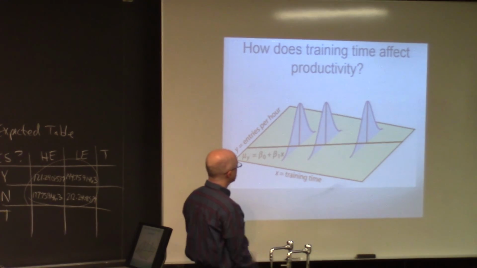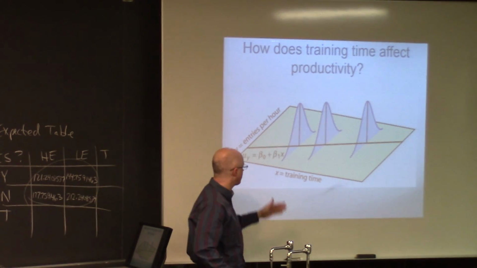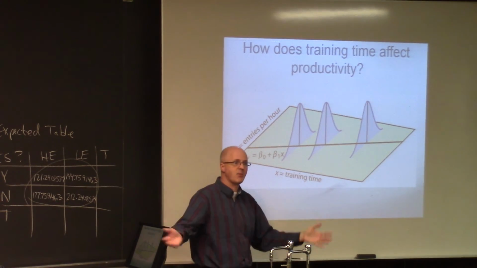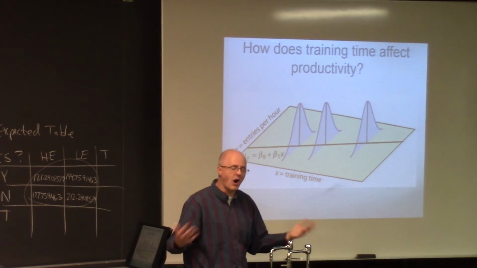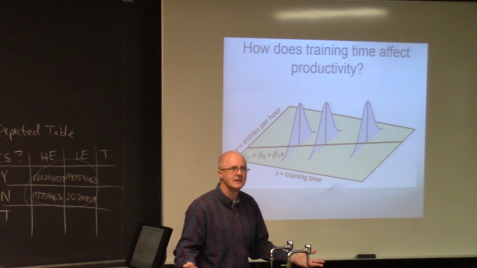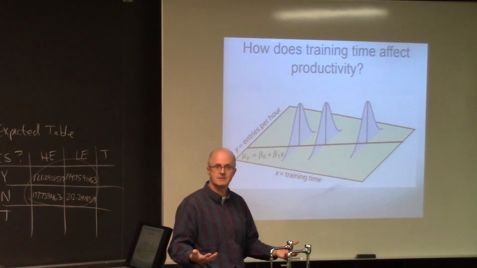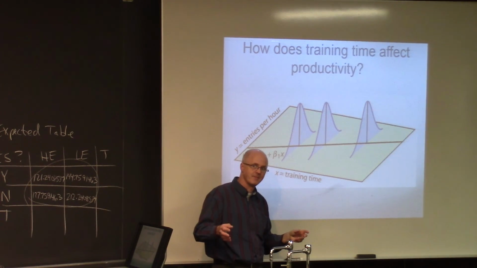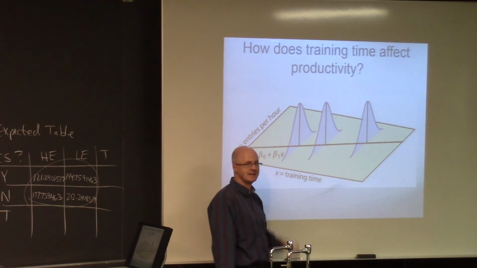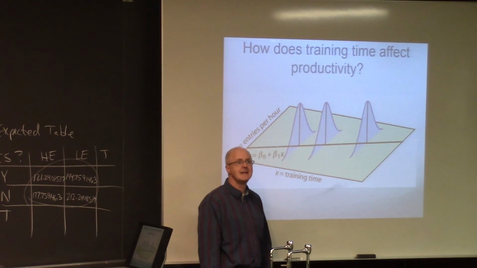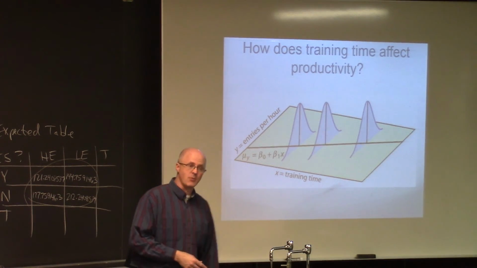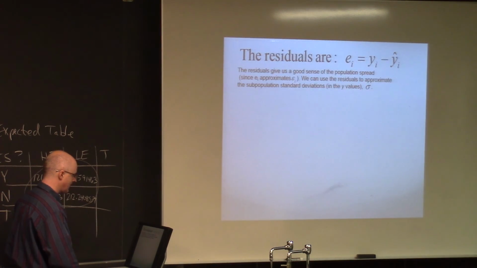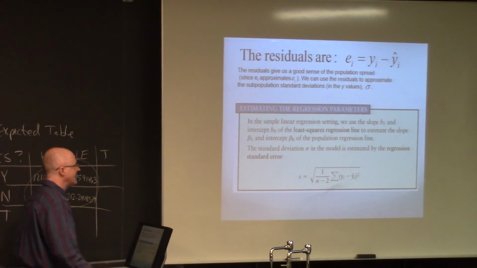What is the normal curve supposed to represent? Well, for any given person who's got a certain amount of training time, say this amount, there's going to be a spread among all people who have that amount of training time. Some of them still will be faster than others. The normal curve is supposed to model that kind of spread. Sigma is supposed to be the standard deviation of that normal curve. The standard error that you read about, then you calculated on your homework, is supposed to estimate sigma.